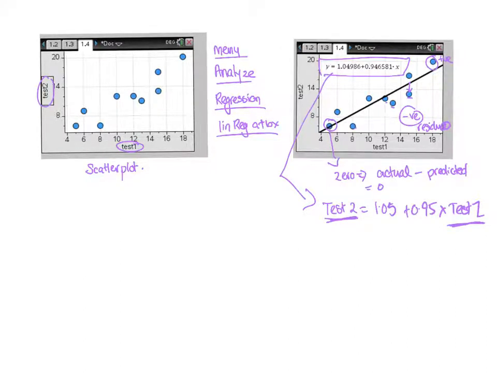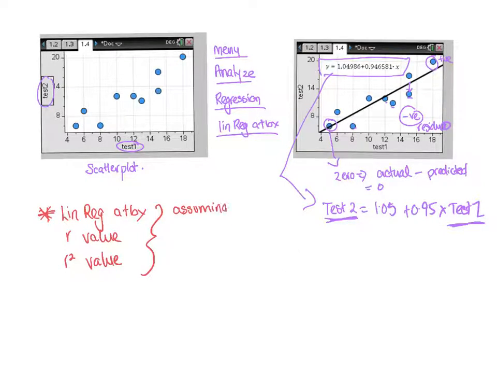Also, you're not going to be very careful with decimal places or significant figures. Okay, so a couple of things we need to go over and remember. If we're going to use the linear regression, a plus bx, or even the r value or the r squared value, we're assuming it's linear, so that it's following a straight line path.